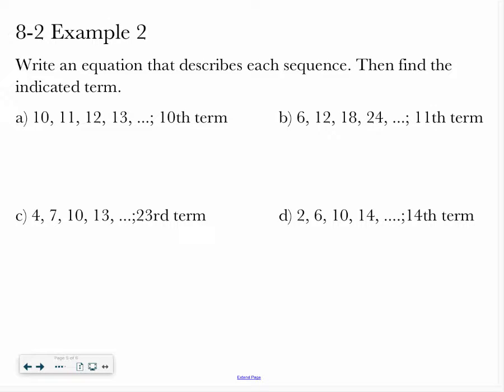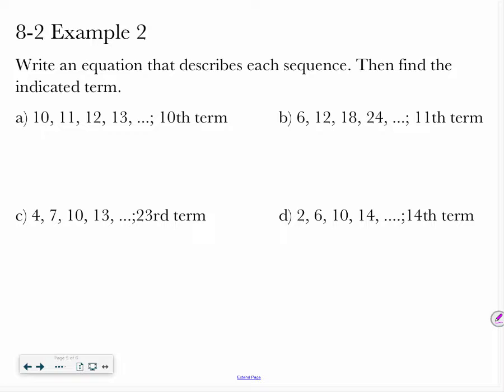In this example, we are going to go over how to write an equation that describes each sequence. Then you want to find the indicated term. So if we look at letter A, we have a sequence that's 10, 11, 12, 13, and it continues on. Remember, that's what those three dots mean. And then we want to find our 10th term.